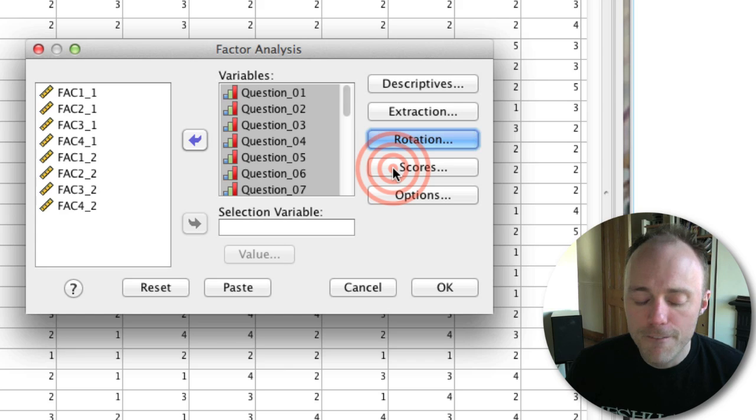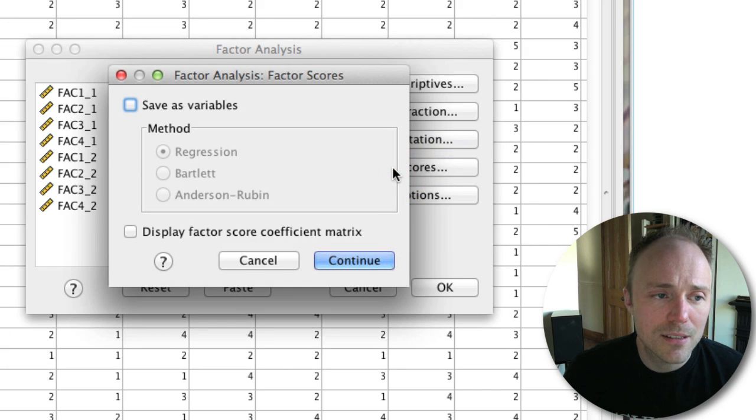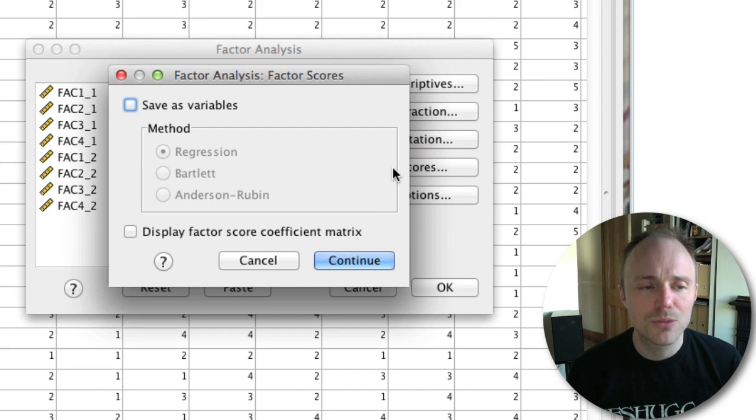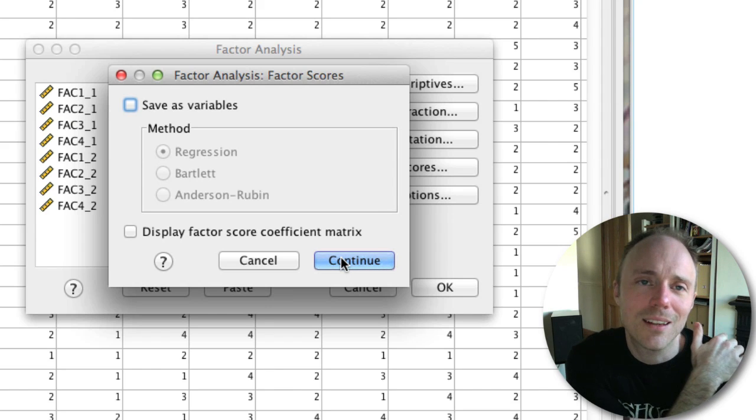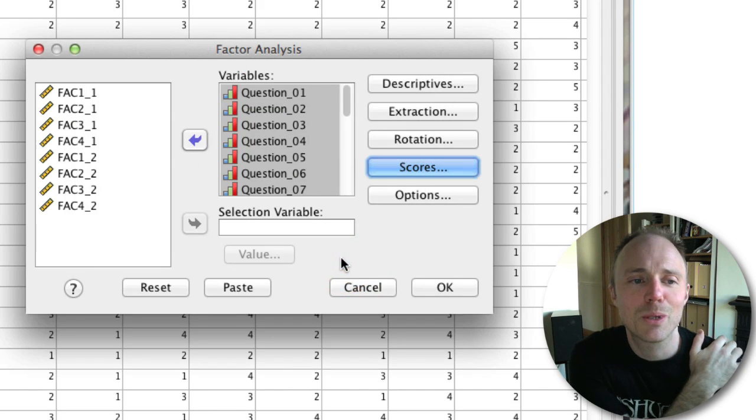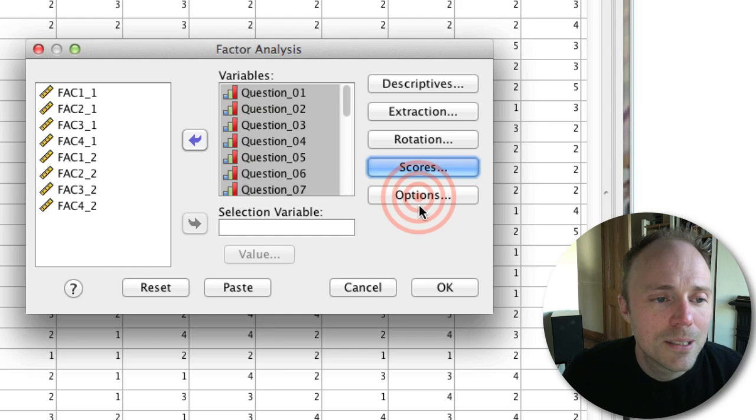You can get factor scores out of SPSS and save them as variables. I'm not going to do that here. Again, I go into it in the book, but this is just supposed to be a quick guide.